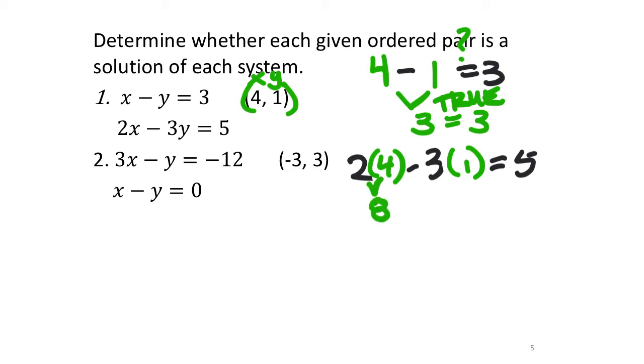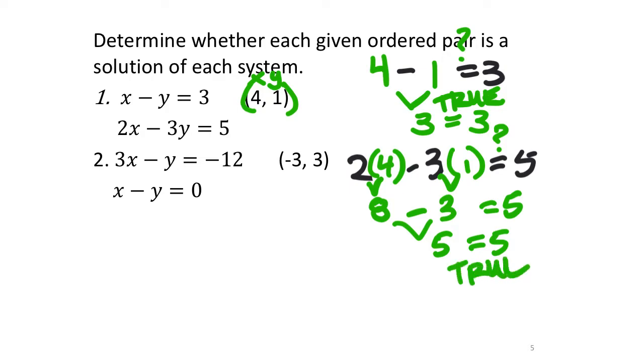2 times 4 is 8. 3 times 1 is 3, just order of operations stuff. And again, we're testing for truthfulness on this one. So does 8 minus 3 equal 5? Yes. So that is also true.